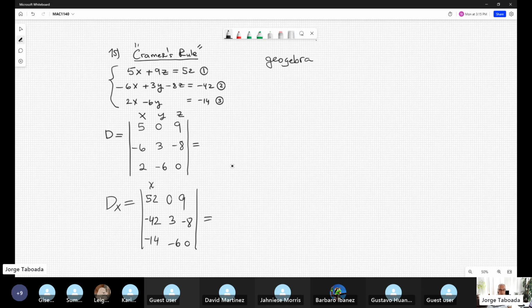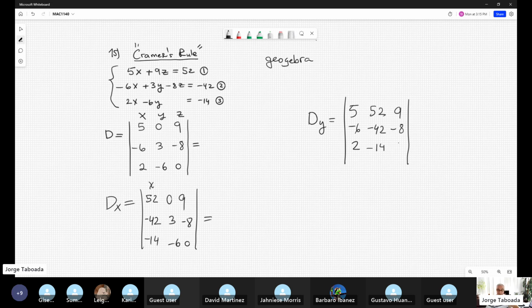Okay, I compute that. Now dy is exactly the same, but now you replace the column of the x, this column, by the right hand side, this. Okay. It is 5, 5, -6, and 2 stay the same. Now 52 in the middle, -42, and -14. And the third column stays.